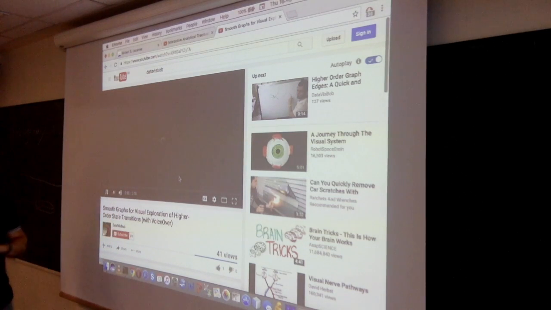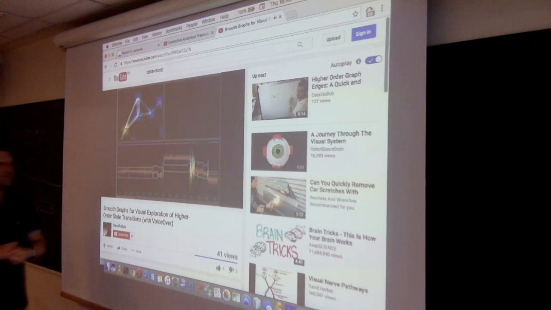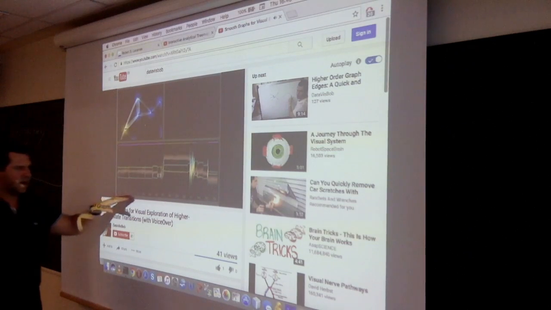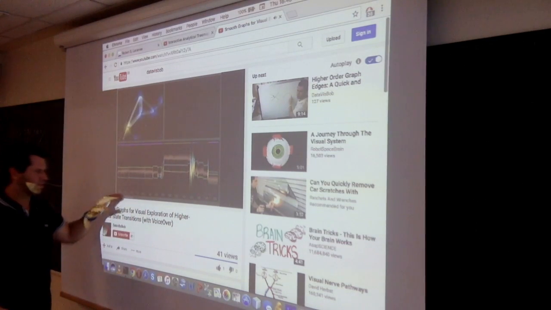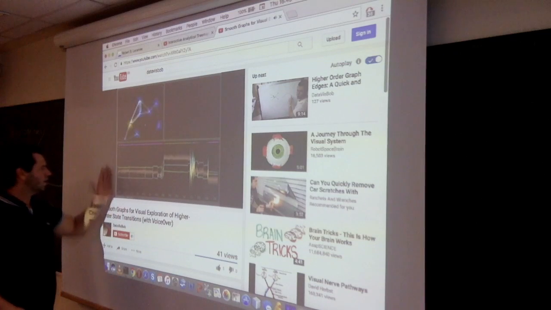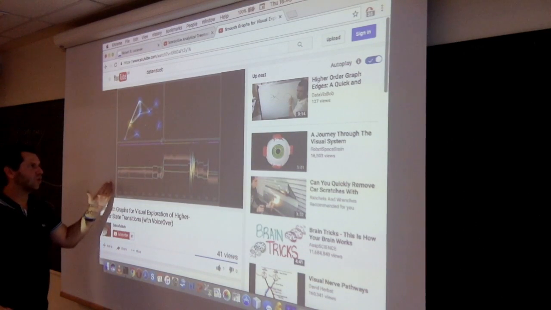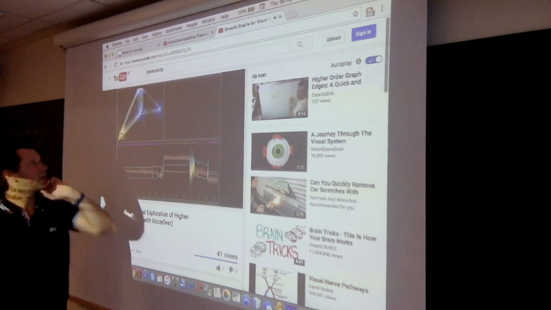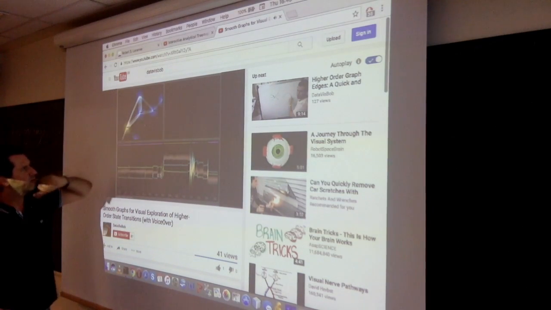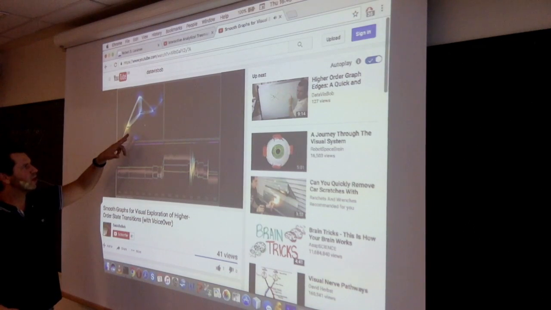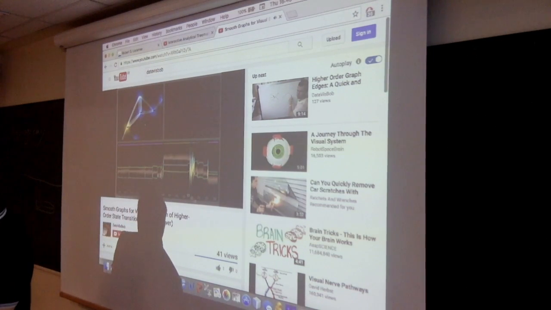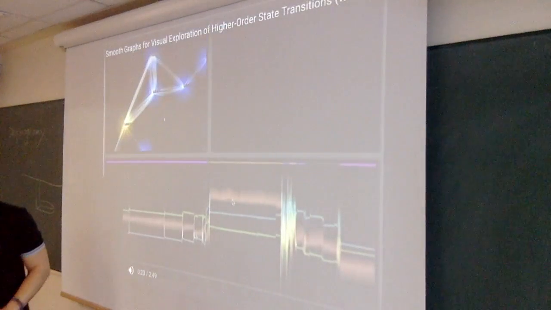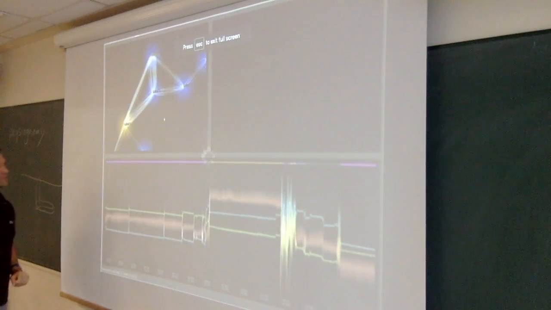If my laptop ever decides to load it up. There it is. So there are 3 views of the same data. This is the time series view, so this is time along the x-axis, and then the amplitude along the y-axis, and that's the graph view. And then the user interacts with the graph. They can zoom in on the graph. It might be a little better if I increase the resolution.